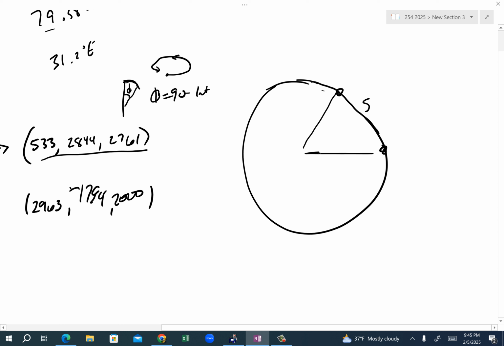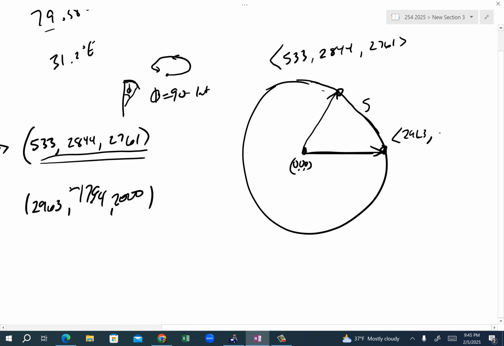This is a vector from 0, 0, 0 to each of the cities, which means this point becomes a vector. 533, 2844, 2761 is the vector to Toronto, and 2963, comma, negative 1794, comma, 2000 is the one to Cairo.